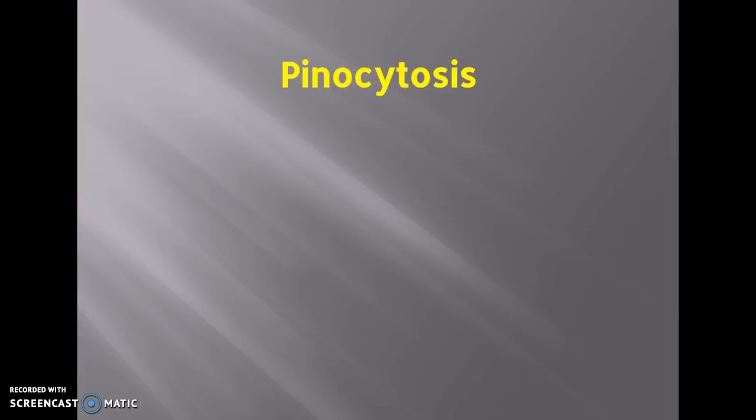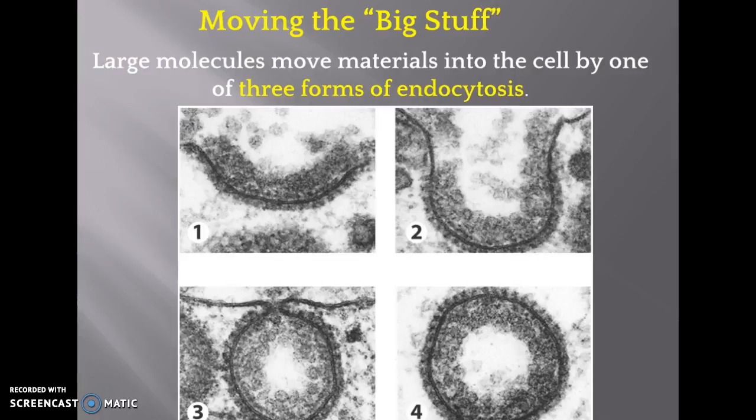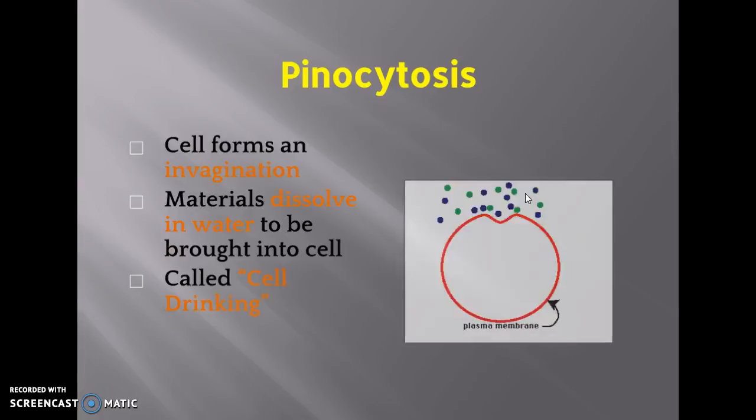Now, in endocytosis, there are a couple of different kinds. Pinocytosis is what I like to call cell drinking, and that is when we are bringing water into the cell, or materials that are dissolved in the water that's found on the outside of the cell. So if we would go back to this picture, this might be an example of pinocytosis because we're bringing in the water and the stuff that is dissolved on the inside of it.